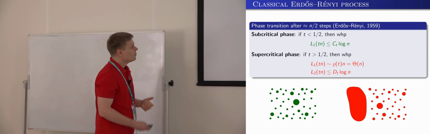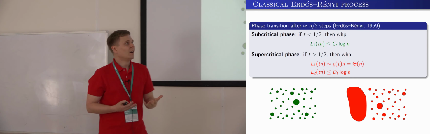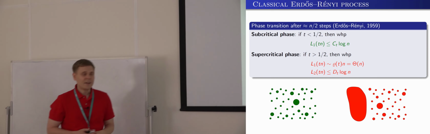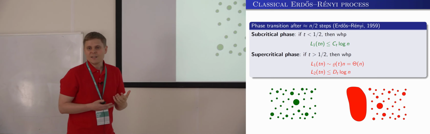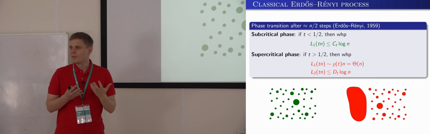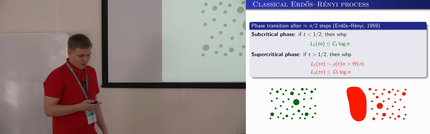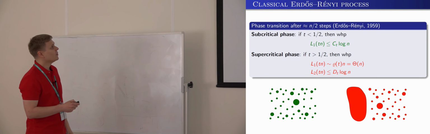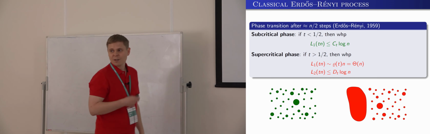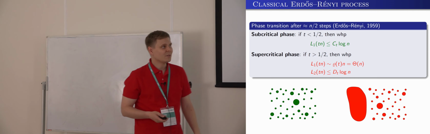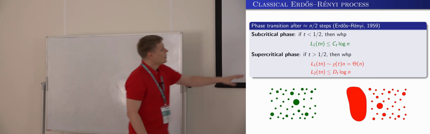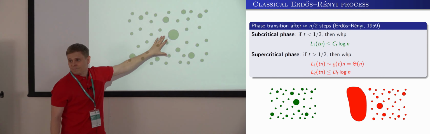If we want to talk a little bit more formally, here's one way to state a very basic form of the Erdős-Rényi phase transition, which intuitively says that this dramatic change happens after roughly n/2 many steps. Let's fix some t which is smaller than 1/2. Then we can show that with high probability, meaning with probability tending to 1 as the number of vertices tends to infinity, the size of the largest component will be at most logarithmic in size. So we're basically on the picture on the left.